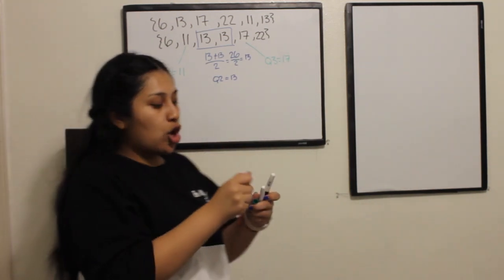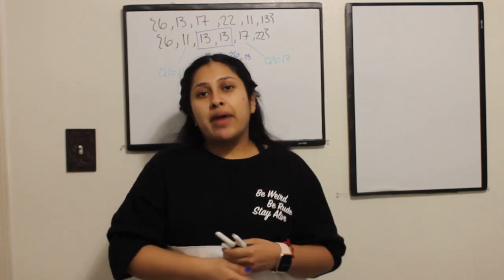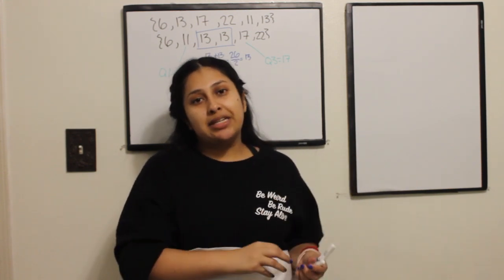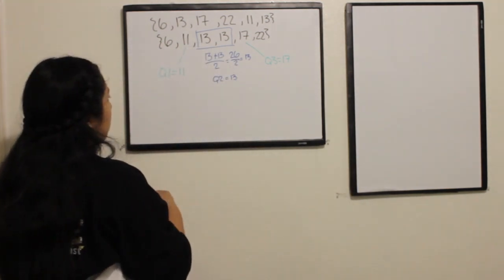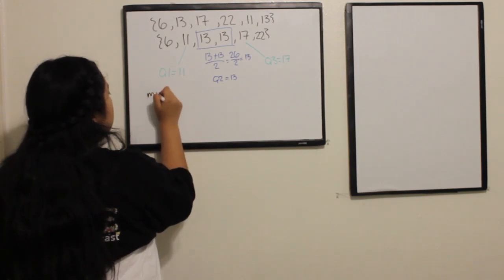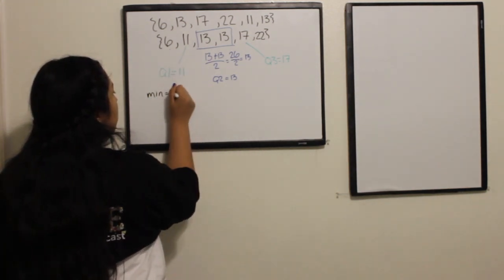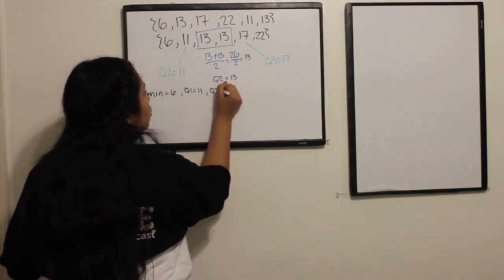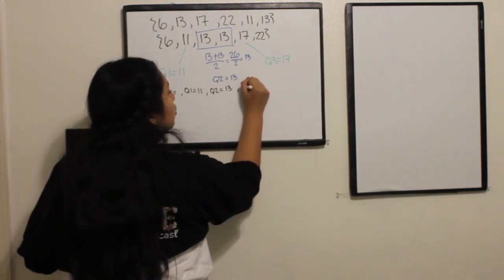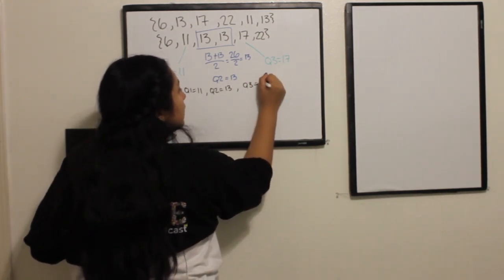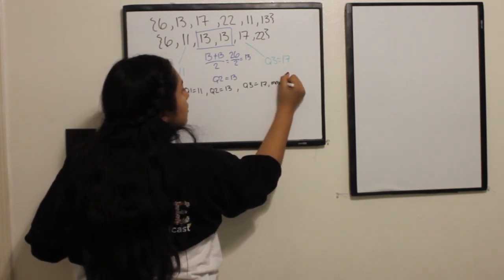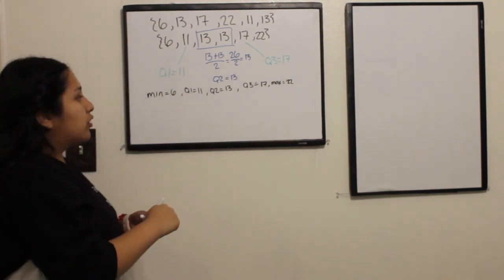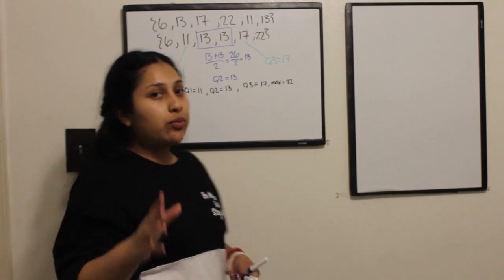After we find our quartiles, we're going to find our minimum and our maximum in the set. The minimum would be our smallest number in the set, and our maximum is going to be our biggest number in the set. So, our minimum is going to be 6 because that's our smallest. Our quartile 1 was 11, quartile 2 was 13, quartile 3 is 17, and our max is 22. So after we figure out all of our digits, we have everything that we need. This is all that we need as of right now.